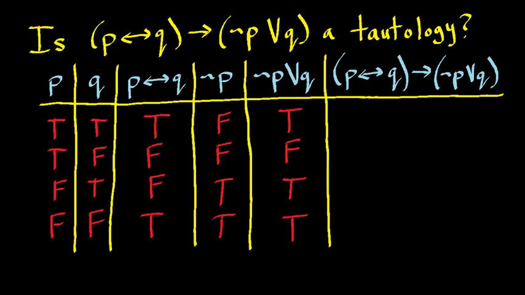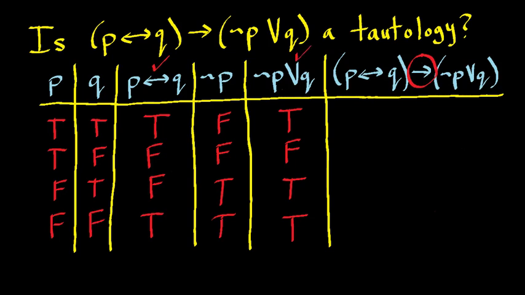This last column is the most challenging, but keep in mind that overall, this is an if-then statement. An if-then statement is always true unless the beginning part is true and the ending part is false. The beginning part is this column here, the biconditional P if and only if Q, and the ending part is this column here, not P or Q.